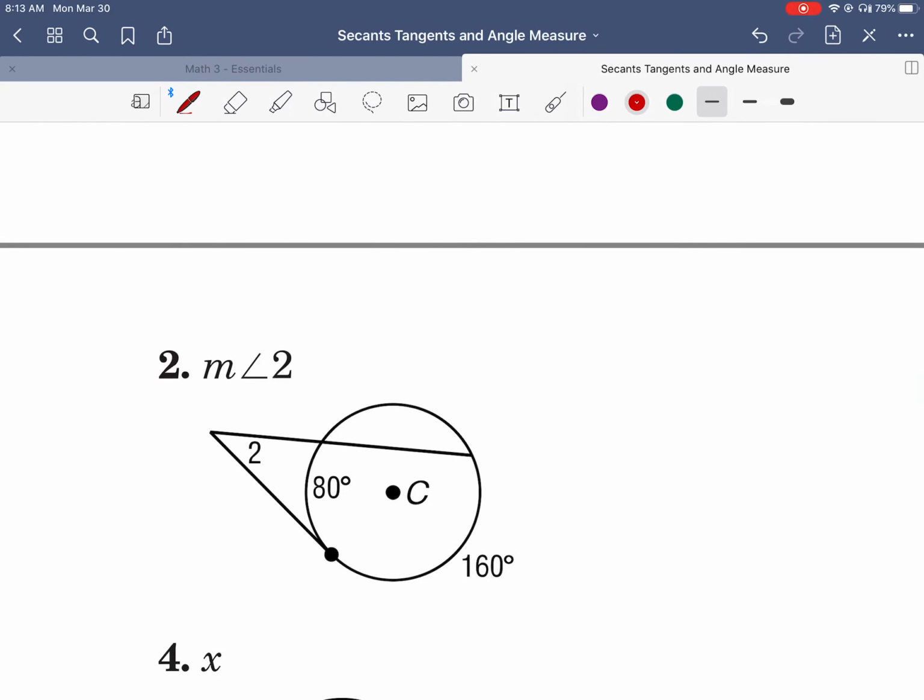Measure of angle 2. Again, it's outside. All of these are outside. This will be half the difference. So here I have this arc and this arc. So I have 160 minus 80. 160 minus 80 is 80. Half of 80 is 40.